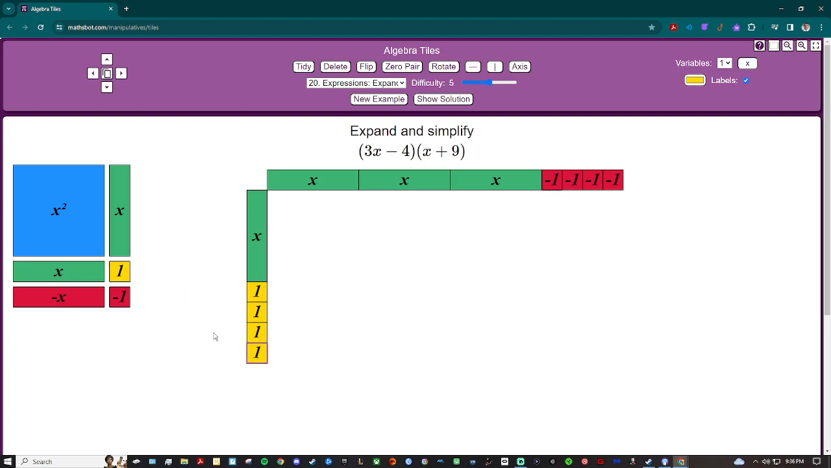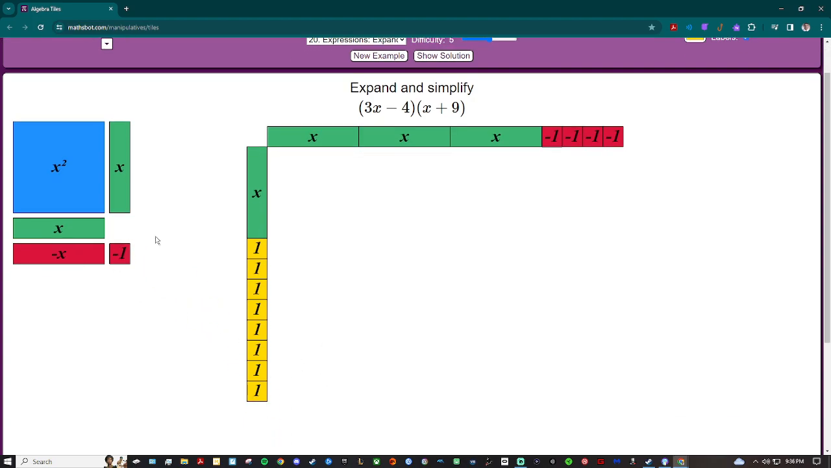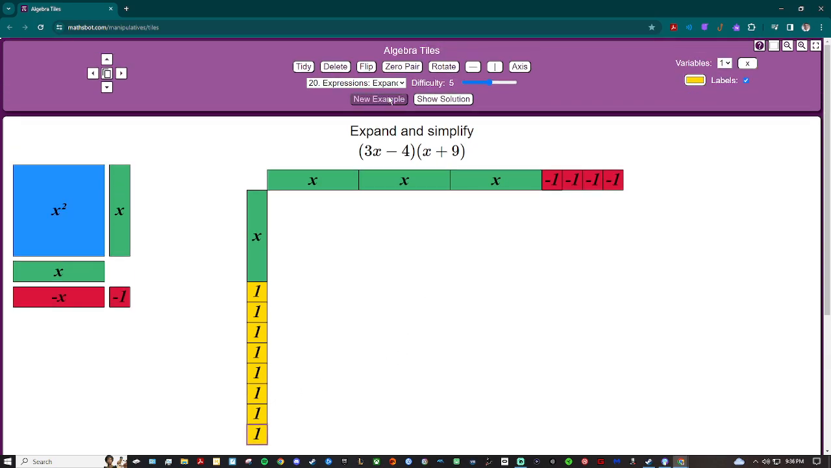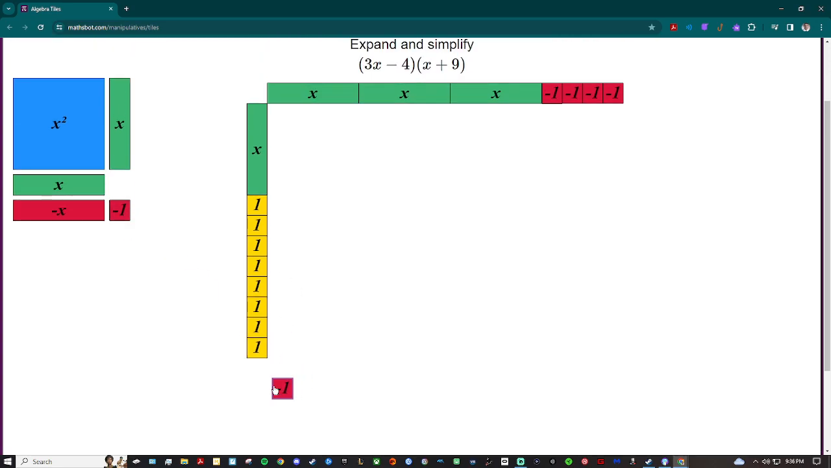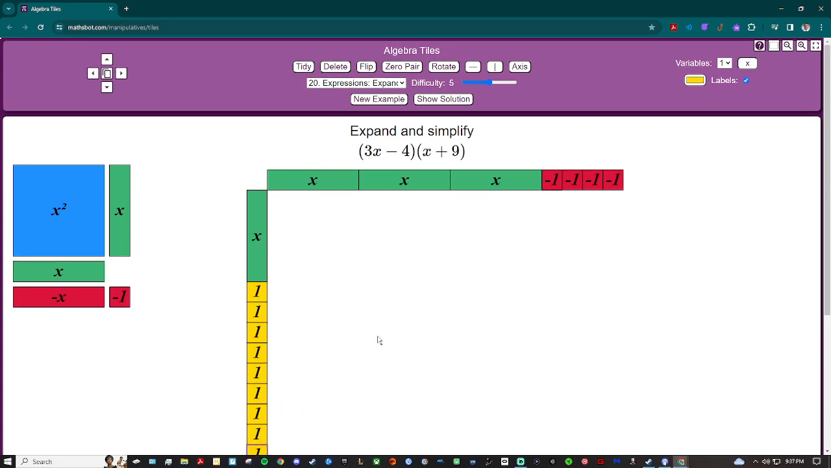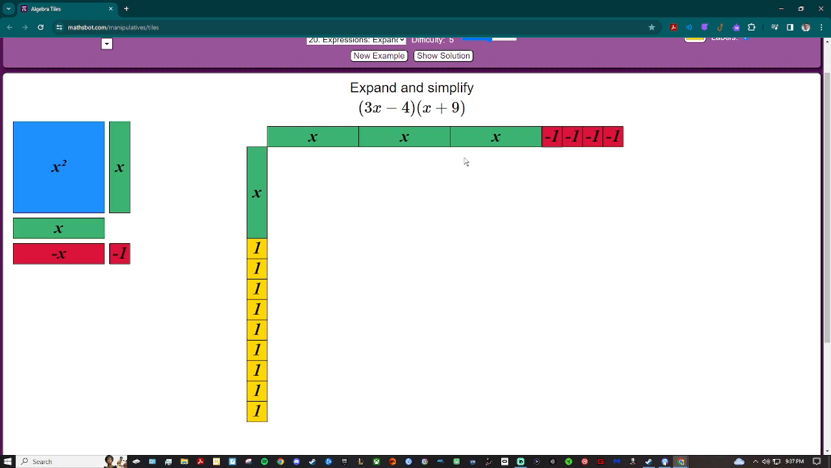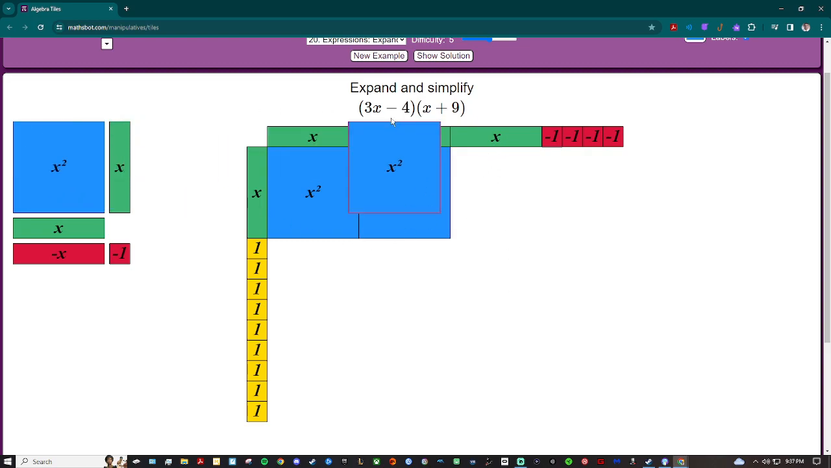1, 2, 3, 4, 5, 6, 7, 8. Am I all out? Oh, well, we're going to have one more. We can take this guy and flip it. 9. Okay, so now we're going to fill in our empty spot. So I have an x and an x, giving us an x squared. X and x, I'm filling in my spots. X squared, x times x, another x squared.